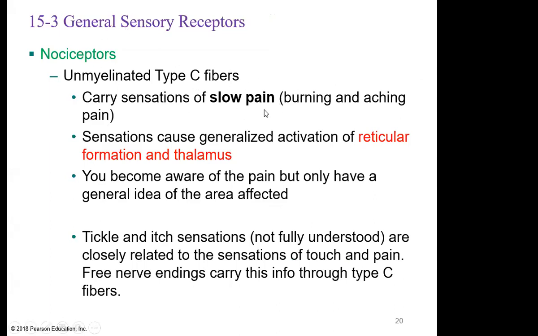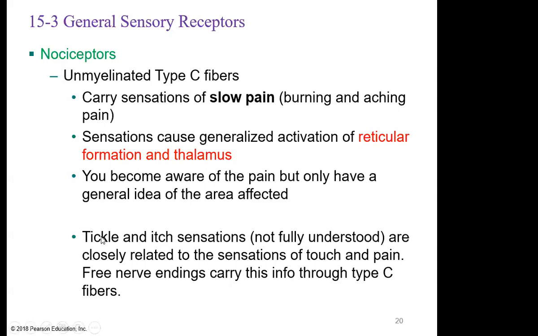Okay, unmyelinated type C, these are slow pain fibers. So the burning and the aching pain is going to go through C. Whenever you have this type of pain, basically this is an awareness, but you just have a general idea of the area affected. So whenever you say, I mean, I just kind of ache, like it's just all kind of like right here, you can't necessarily pinpoint it because it's very diffuse. So that's going to be your type C fibers.